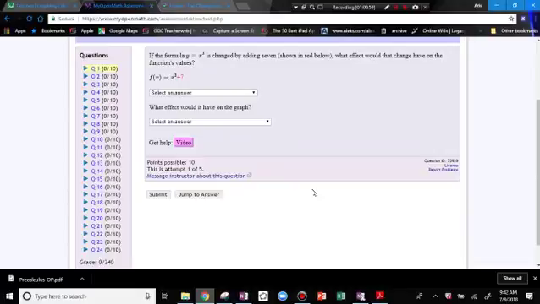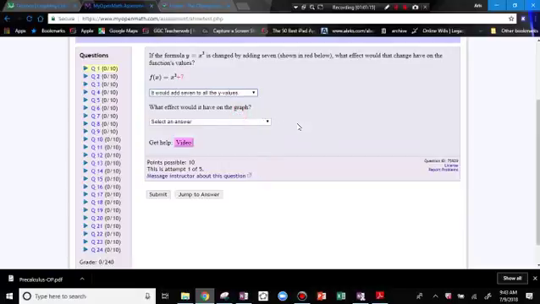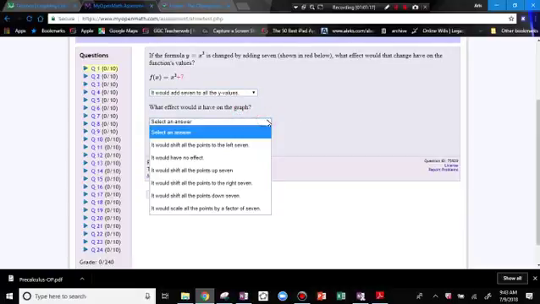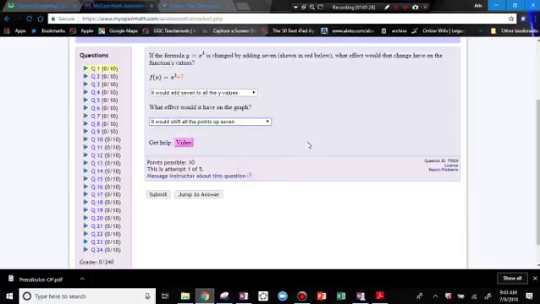The formula is f of x equals x cubed. This change is adding 7. What effect would the change have on the function's values? It shifts it 7 units. It would add 7 to all the y values. I think that's it, right? What effect would it have on the graph? No effect on the x values. Shift all the points up 7. It's looking good, right? I think we're gonna burn through these.